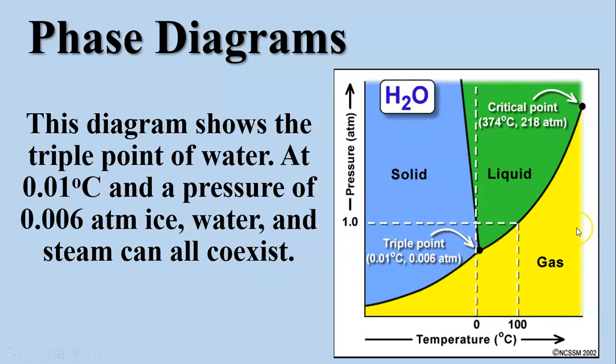This diagram right here that I'm showing you shows the triple point of water. So here's the triple point of water. Triple point of water is 0.01 degrees C, so barely over 0, and 0.006 atmospheres, which is very low pressure. This is low pressure, this is 1 atmosphere of pressure is sea level. So below that, pressure is increasing. So down here, right about there, that's the triple point where ice, water, and steam can all coexist.